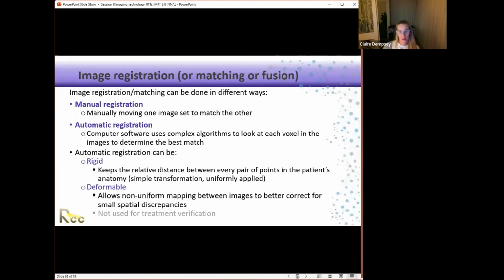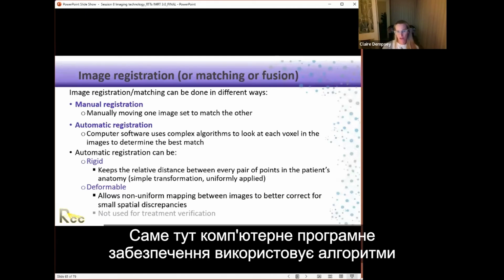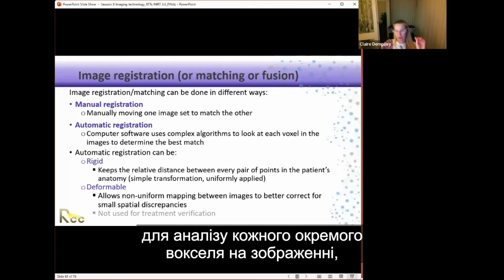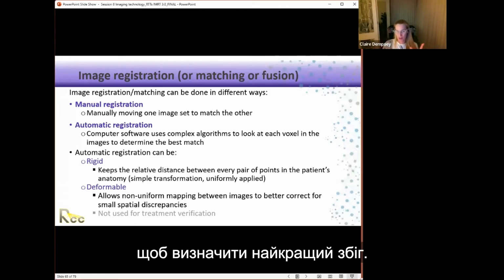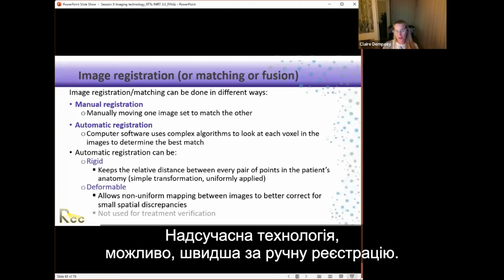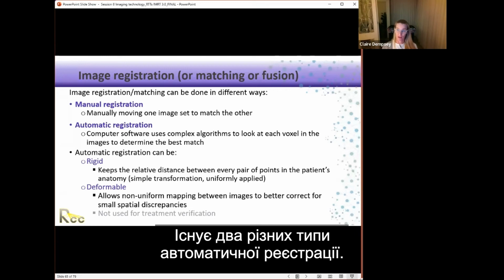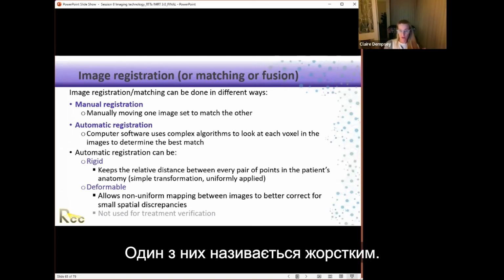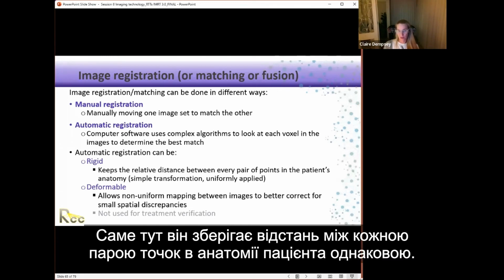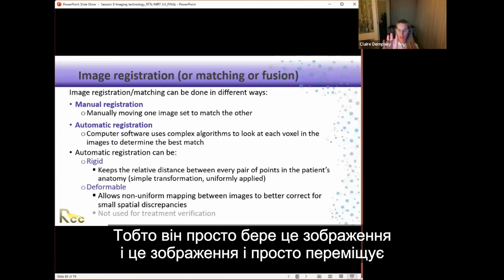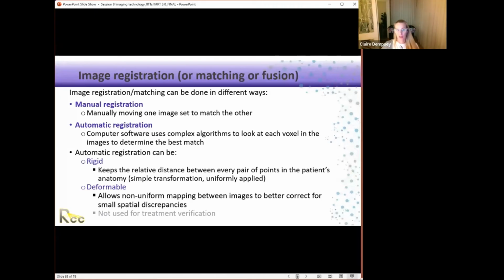There's automatic registration. So this is where the computer software uses algorithms to look at each individual voxel in an image to determine the best match. Super fancy, probably faster than manual registration. There's two different types of automatic registration you can do. So one is called rigid. So this is where it keeps the distance between every pair of points in the patient's anatomy the same. So it's just taking that image and just moving them in those dimensions.